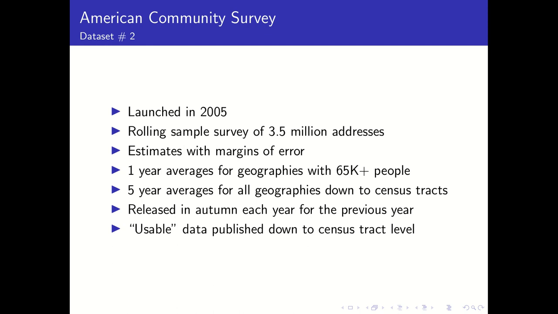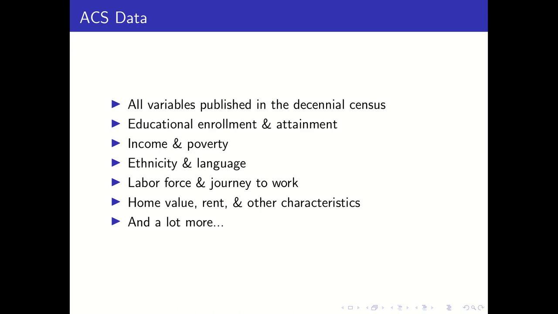The ACS is released in autumn each year for the previous year, so there'll be a new 1-year average, and then the 5-year average is basically recomputed by dropping the oldest year and adding the new one and then creating a new average. The ACS contains all of the variables that are published in the decennial census, plus all of these additional variables that used to be part of the census in the year 2000 and back, but are no longer collected in the decennial census. So educational enrollment and attainment, income and poverty, language, labor force, home value, and rent. There are a lot of different statistics in the ACS.